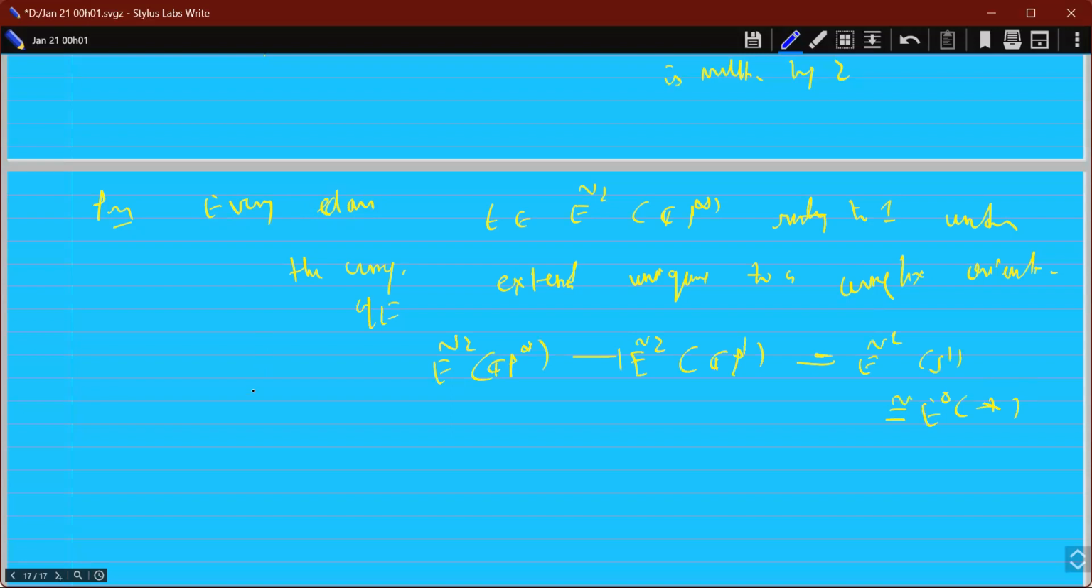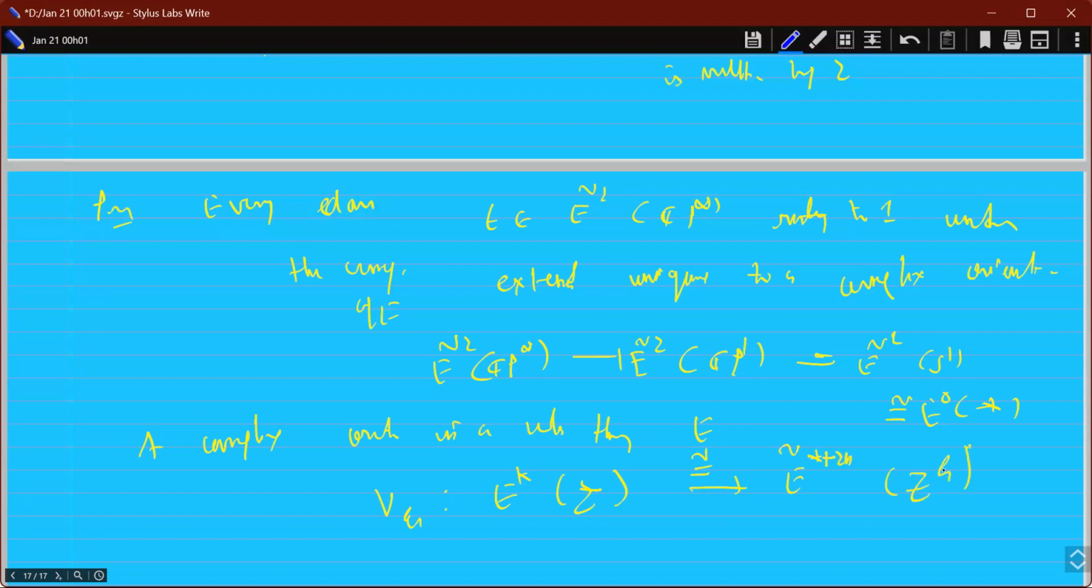So now, complex orientation. Let's see this now. A complex orientation in a cohomology theory gives rise to a Thom isomorphism theorem. So it's like this.